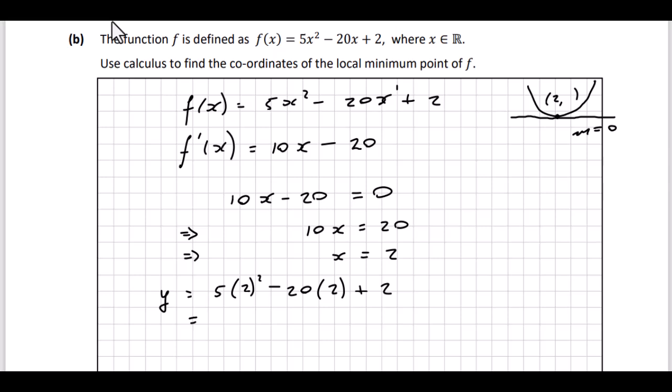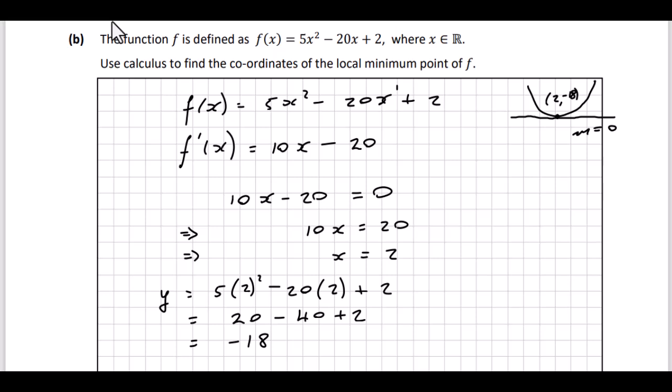So 2 twos are 4, you must do the power first. 2 twos are 4, and then 4 fives are 20. Minus 20 times 2 is 40, and then plus 2. That'll give you a y value of minus 18. So our y value here is minus 18.